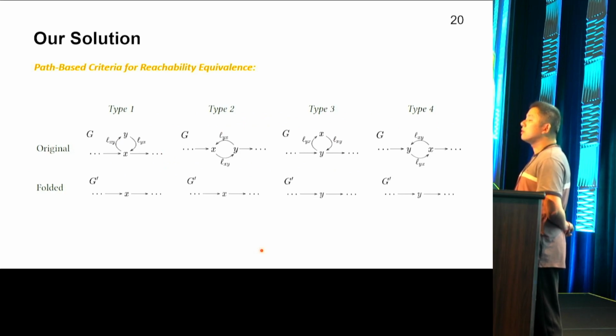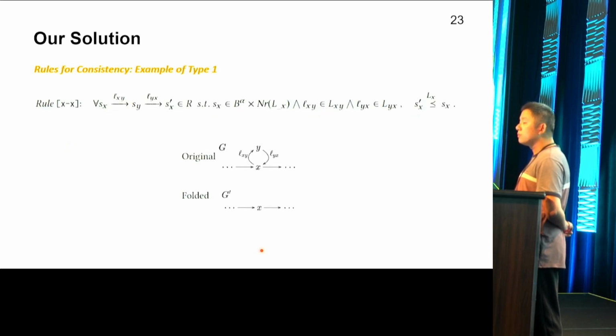And because the graph can contain cycles, we have divided every situation into 4 cases. Due to the time limit, I can only describe the first case. In this case, in order to preserve the reachability, what we want here is that for the first state, we use the over-approximated all the global states, and then we follow two edges, Lxy and Lyx. And then the final state is this Sx prime.